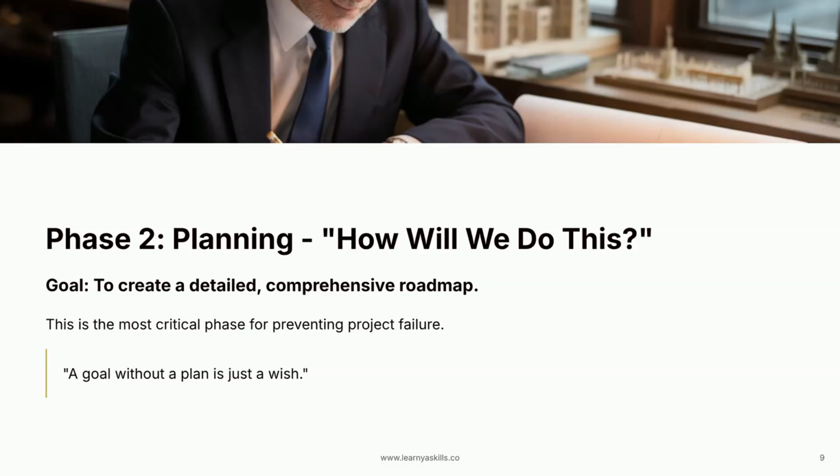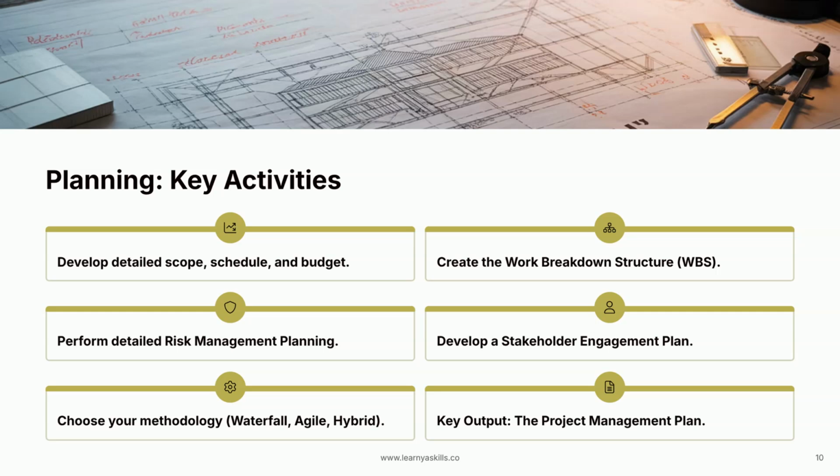Once the project is approved, we move into what is arguably the most critical phase for success: planning. The question we answer here is, how, exactly, will we do this? The goal is to create a detailed, comprehensive roadmap that the entire team will follow. As the saying goes, a goal without a plan is just a wish. This phase is where we turn the wish into a concrete strategy and prevent project failure before we even begin the work. The planning phase is where many of the techniques you learned in Module 3 come into play.